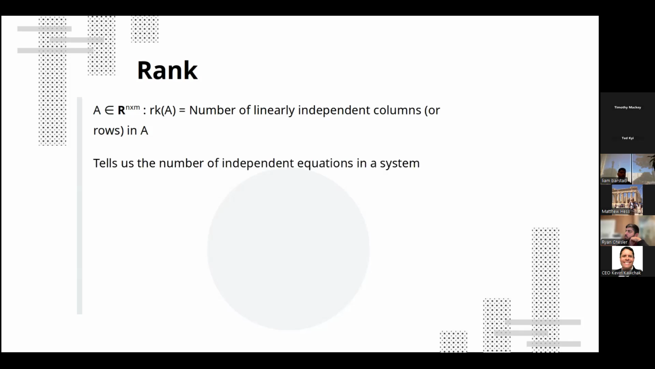Remember when we reduced a matrix to row echelon form, each of the pivot columns would be a linearly independent column, and each of the non-pivot columns would be linearly dependent. So in that example in the slide a while ago, even though it has 5 columns, there are 3 pivots, so that would have rank 3. And this tells us the number of independent equations that we actually need to describe the system itself.